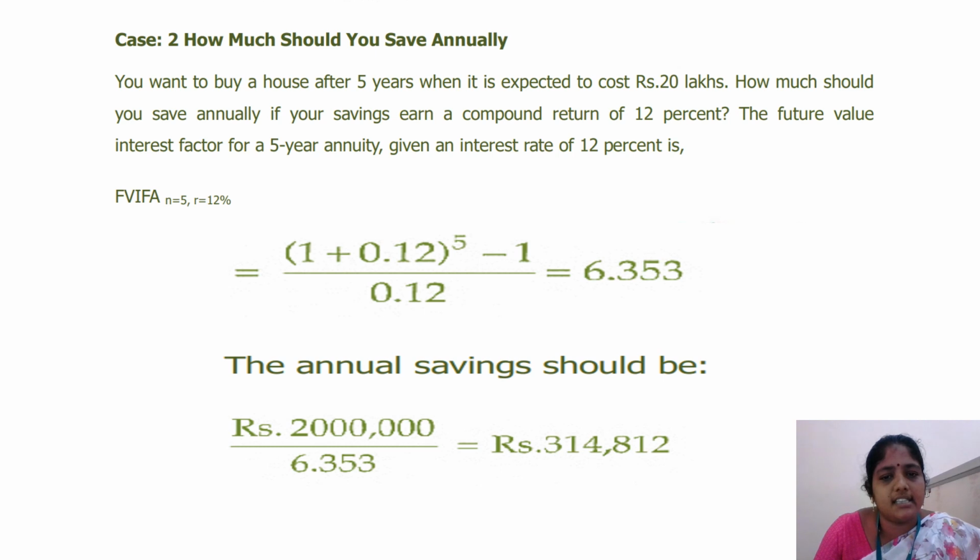Based on this value, what they are asking is: you want to buy a house after 5 years when it is expected to cost 20 lakhs. How much should you save annually? Annually, how much you have to save. So the total amount, 20 lakhs, divided by the future value factor 6.353, means annually you have to save rupees 314,812. So based on the question, you substitute the values in the formula.